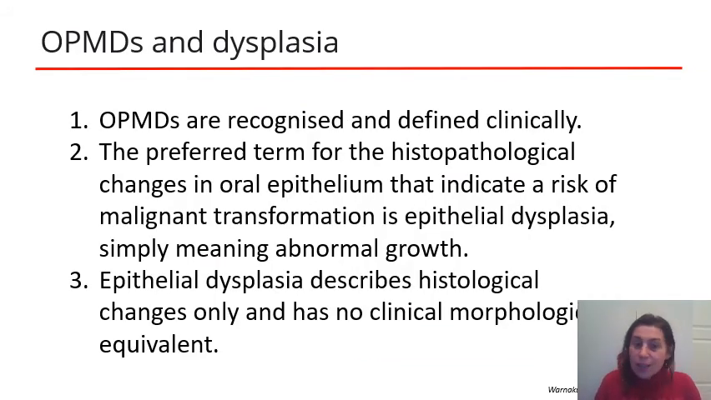automatically. To summarize the discussion so far, oral premalignant lesions are recognized and defined clinically. The preferred term for the histopathological changes that indicate a risk of malignant transformation is epithelial dysplasia, which simply means abnormal growth. And epithelial dysplasia describes the histological changes, so it's not a clinical morphological term. So when you see a white or a red lesion, don't call it dysplasia. It's either a leukoplakia or an erythroplakia. The pathological report will say if it harbors dysplastic changes or not, and how serious these are.